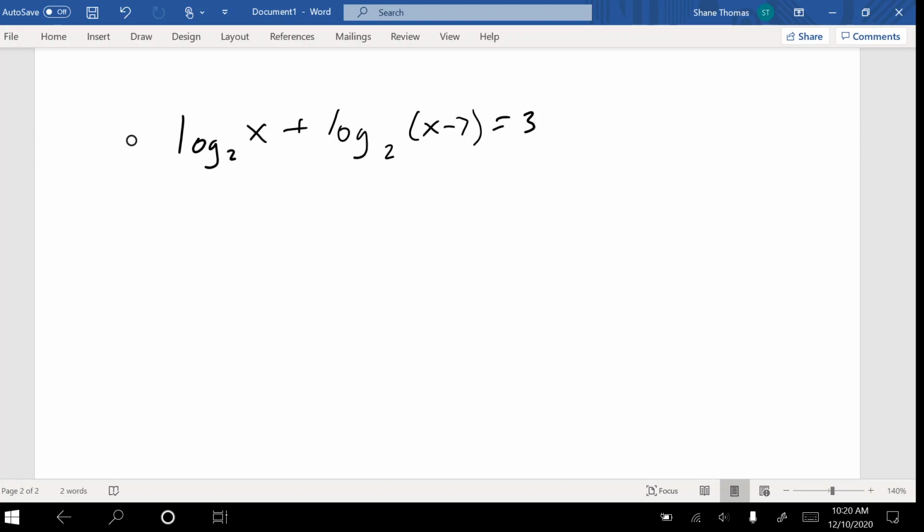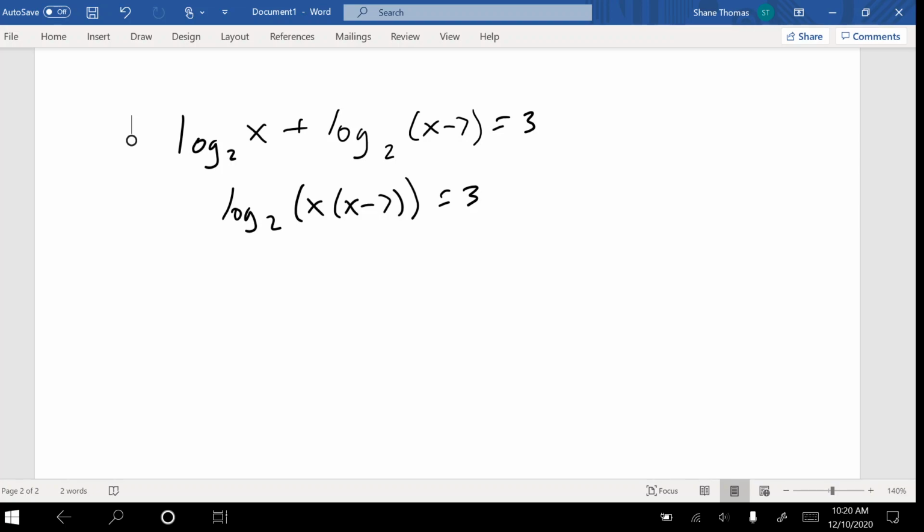Back to our log rules. You can combine your logs here, but when you combine your logs because they're the same base, you have to multiply what's inside, right? So I can rewrite this guy now to log sub 2 of x times x minus 7 is equal to 3. This would be condensing, yes, correct. With me so far? Just condense, use the addition rule for logs.